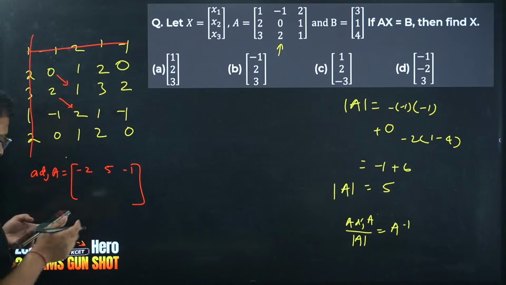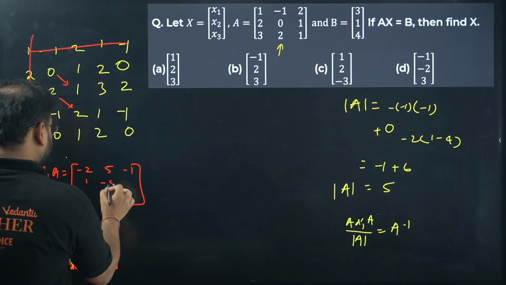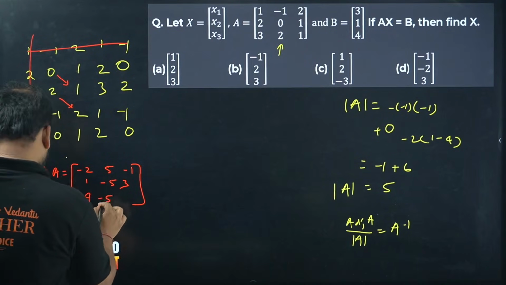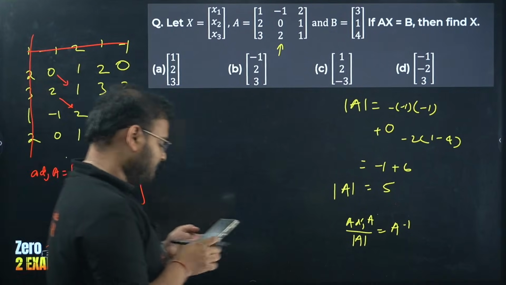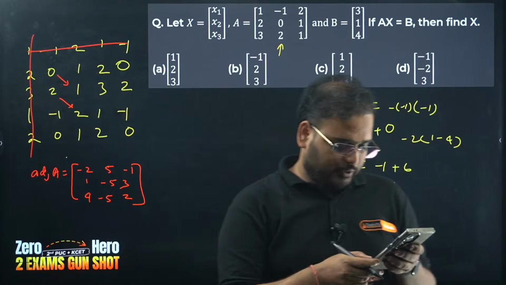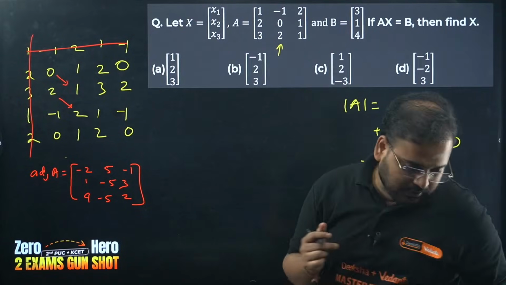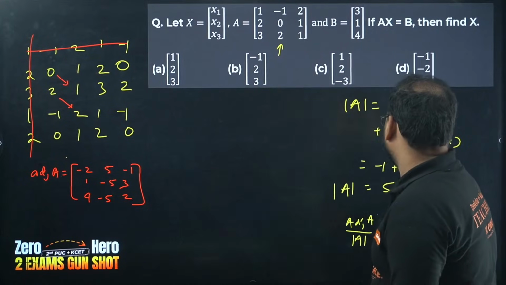It is correct. I have the values. I'll take it over here. 1, minus 5 and 3. Same way, 4, minus 5 and 2. Okay, this is your adjoint. This is the value of your adjoint. Yes, thank you, Dharamraj. Now once we have this value of adjoint, we're now going to find the inverse.